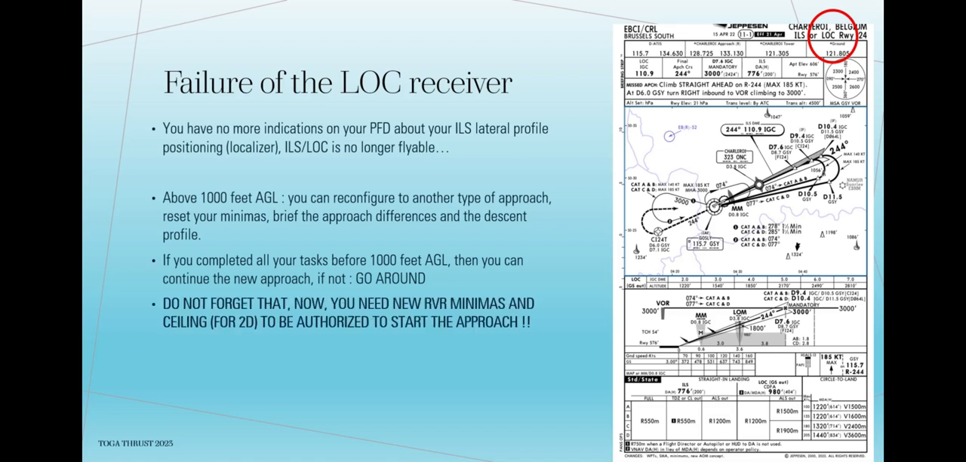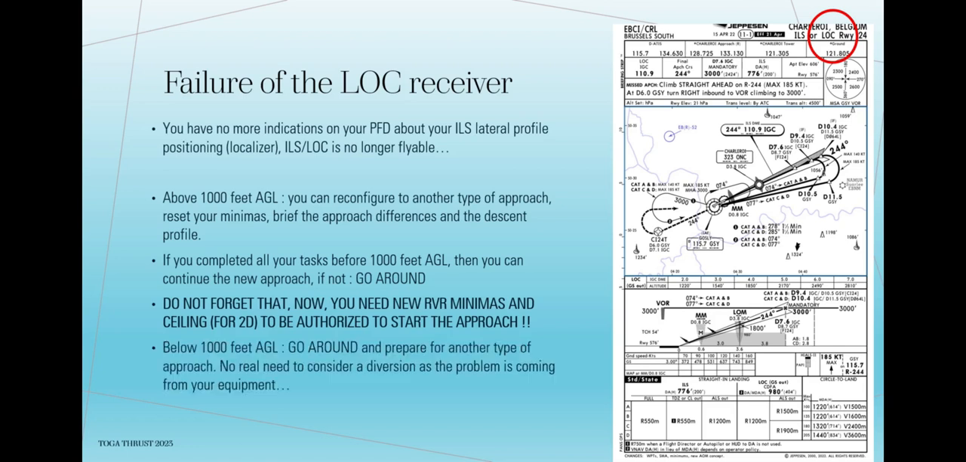Do not forget that, now, you need new RVR minimas and ceiling, for 2D, to be authorized to start the approach. Below 1000 feet AGL, go around and prepare for another type of approach. No real need to consider a diversion as the problem is coming from your equipment. Of course, if ILS is the only approach available, you have to divert to another airport where you can use a different approach type.